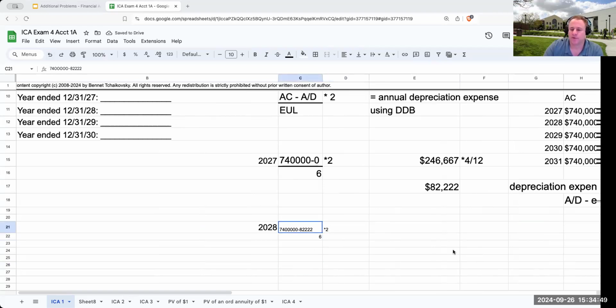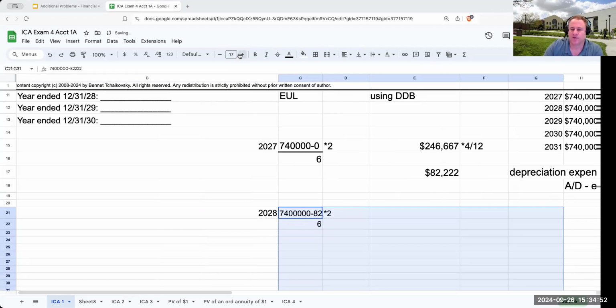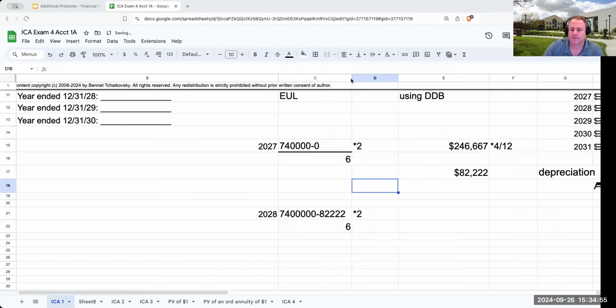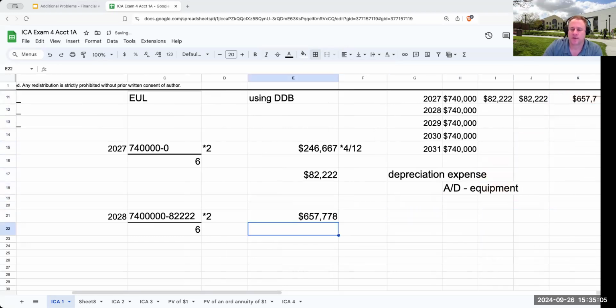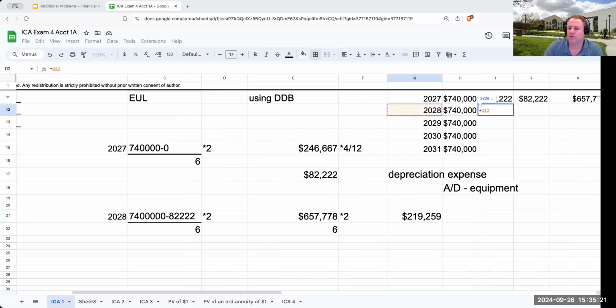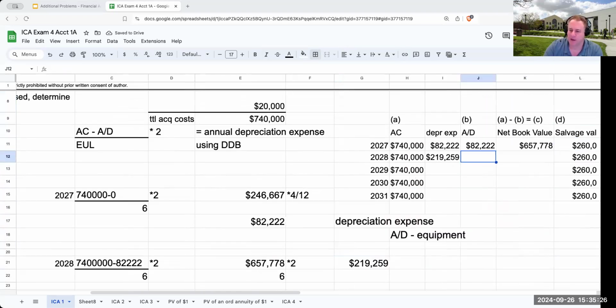So when we're going through over here and doing this particular question, okay, this is basically going to be our net book value, or 657,778 divided by 6 times 2. So this will be 219,259. We used it for the full year. So right over here, our depreciation expense for 2028 is going to be 219,259.